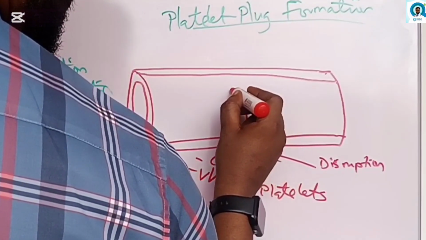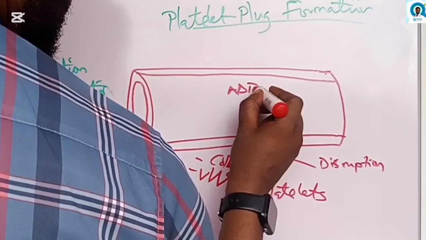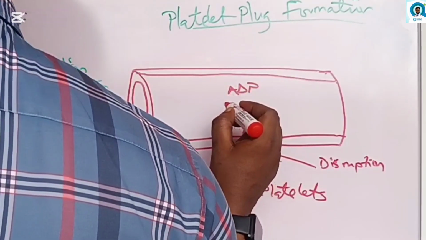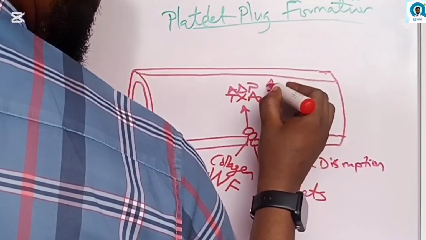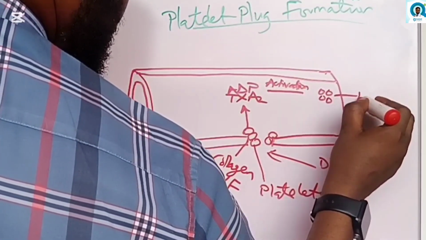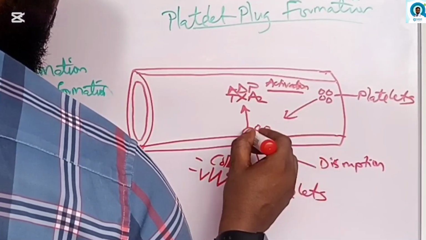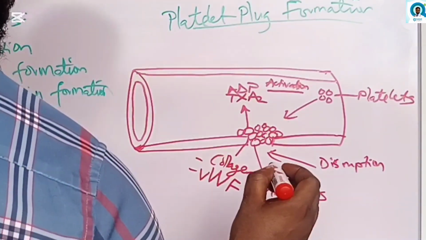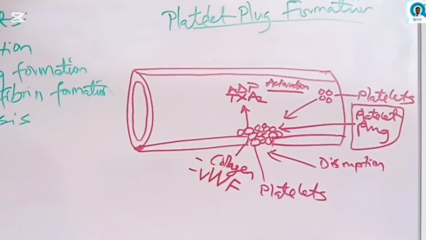Activated platelets release the contents of their granules, including adenosine diphosphate, and also secrete thromboxane A2, which activate nearby platelets to produce further accumulation of more platelets, which is known as platelet aggregation. This leads to formation of a platelet plug.